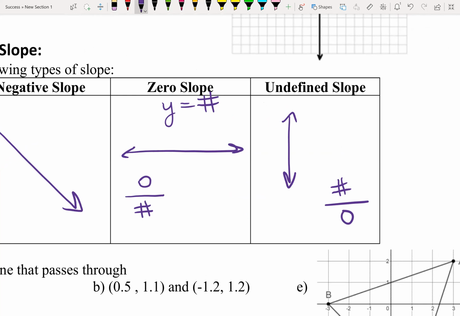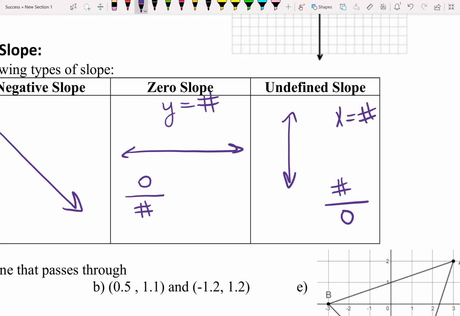It won't do that because we can't divide by 0. So your slope here is undefined. Notice we're only rising or falling, right? We're not moving left or right any, which is why we have our rise as a number and 0 for our run. And similar to our zero slope, remember we said the equation of the line can be y equals a number. This one could be x equals a number. And we'll see a couple examples of that as we start graphing.